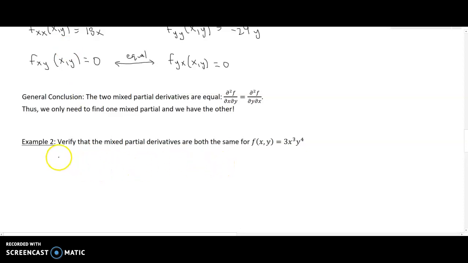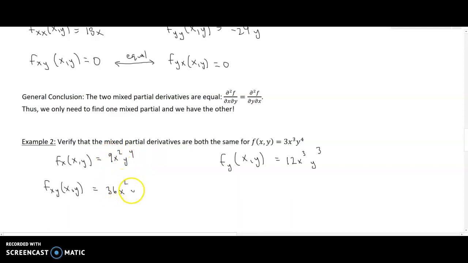So let's look at f sub x of this function. To take the derivative with respect to x, I will get 9x squared y to the 4th. The partial with respect to y will be 3x to the 3rd times 4y to the 3rd, which will be 12x to the 3rd y to the 3rd. And if I take the derivative of f sub x now with respect to y, I will get, let's see, the derivative of y to the 4th is 4y cubed. 4 times 9 is 36. So I'll get 36x squared y cubed.